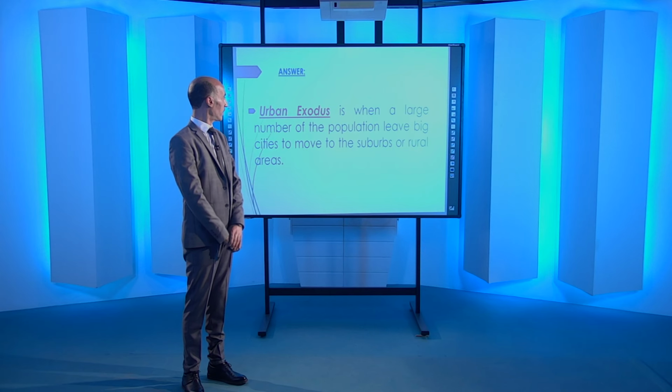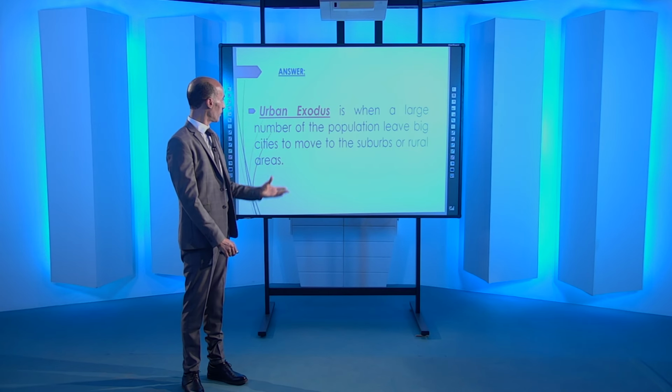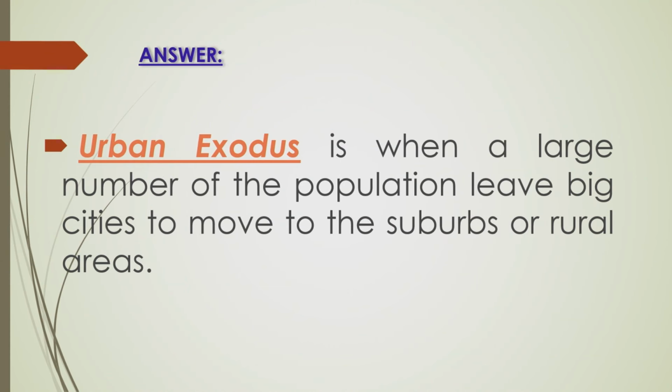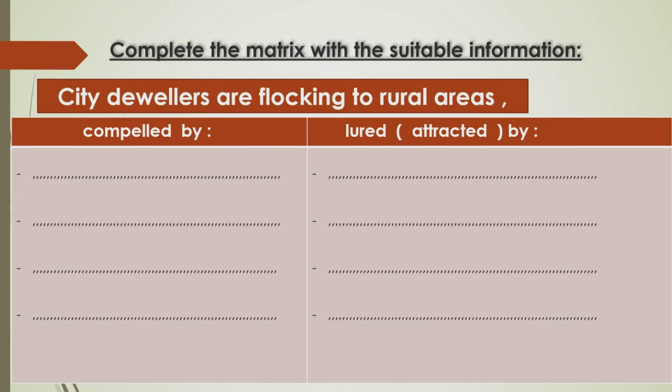So the video was, I hope, very helpful in order to help you understand the meaning of urban exodus. And the answer is the following: urban exodus is when a large number of the population leave big cities to move to the suburbs or rural areas. Right. Now, together we'll try to focus on this matrix. It's a table, and we'll try to complete it with the suitable information.